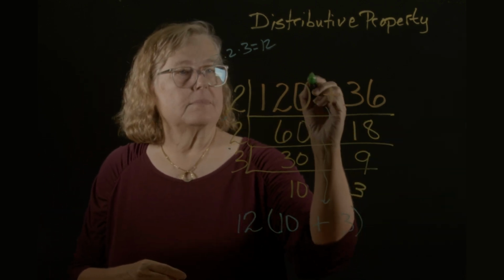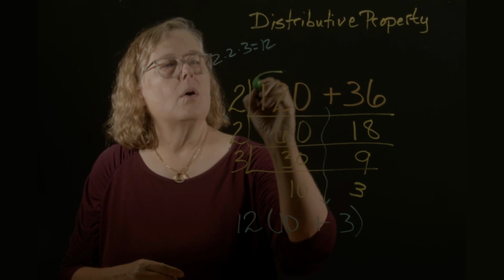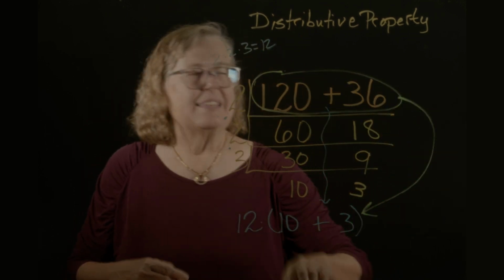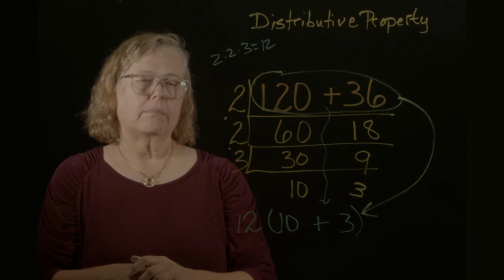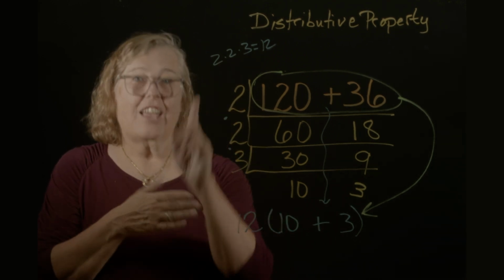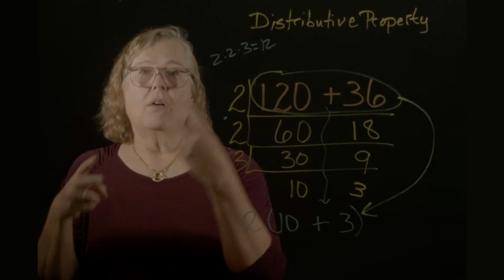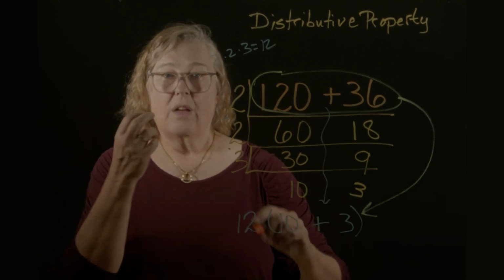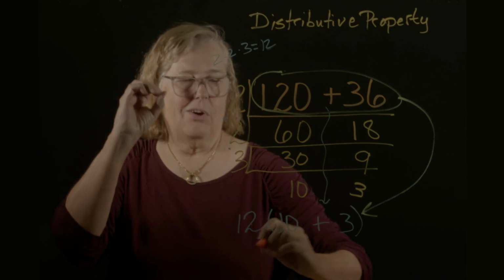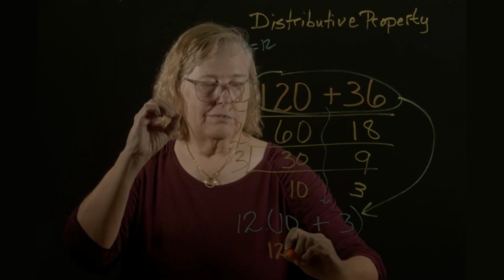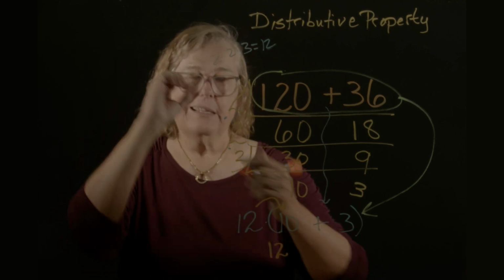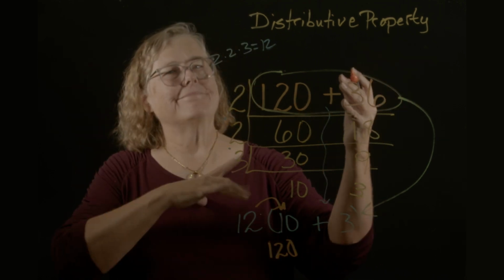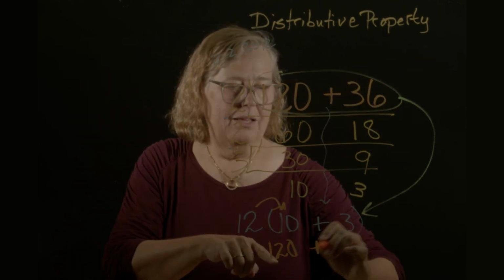So I'm telling you that this 120 plus 36 is exactly the same as 12 times 10 plus 3. Let's check it and make sure. What's 12 times 10? So I can just take the 12 and add a 0. Look at that, 120, cool.